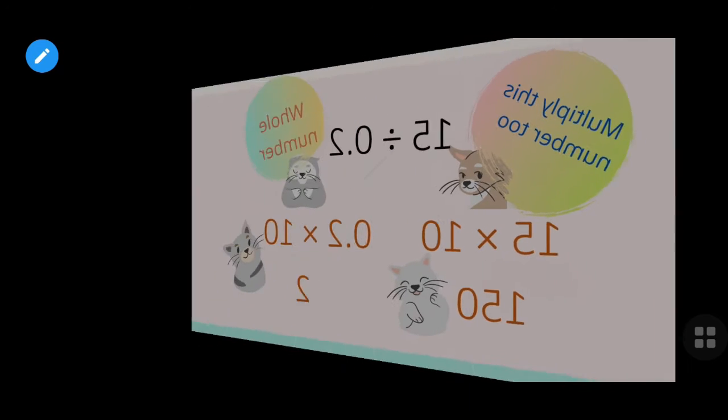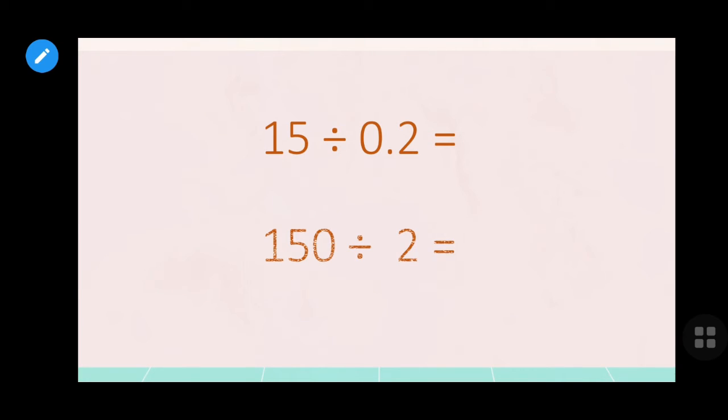Now we'll see the same sum has converted into 150 divided by 2. How? We converted this decimal into whole number. While we were converting, this 15 turned into 150, and the answer is 75. So the problem of the girls is successfully solved. They can share this juice with 75 girls. That's pretty much a lot, isn't it?